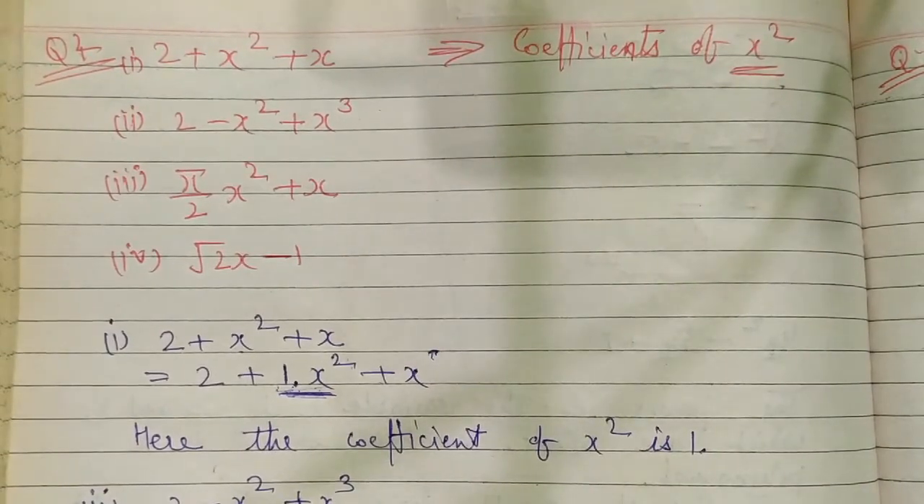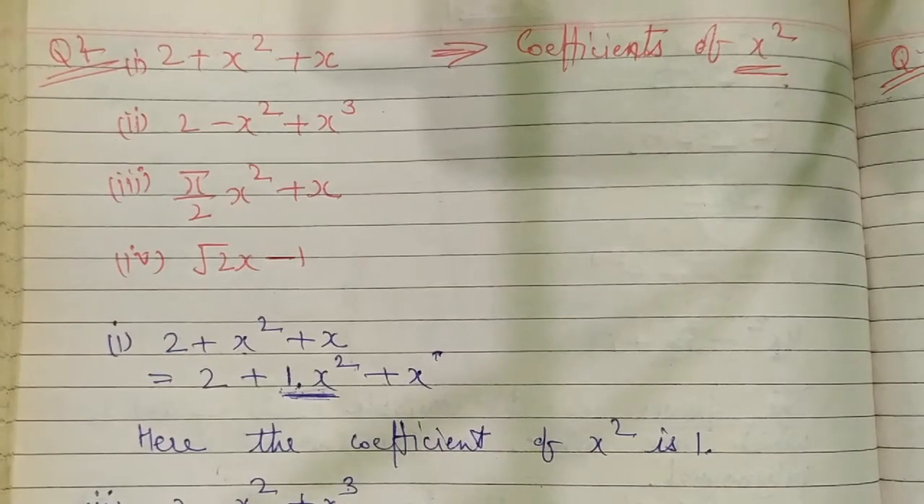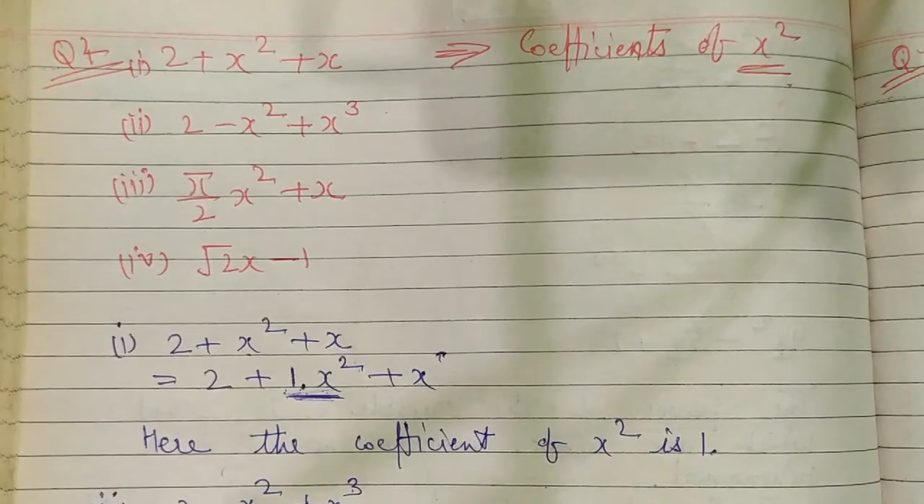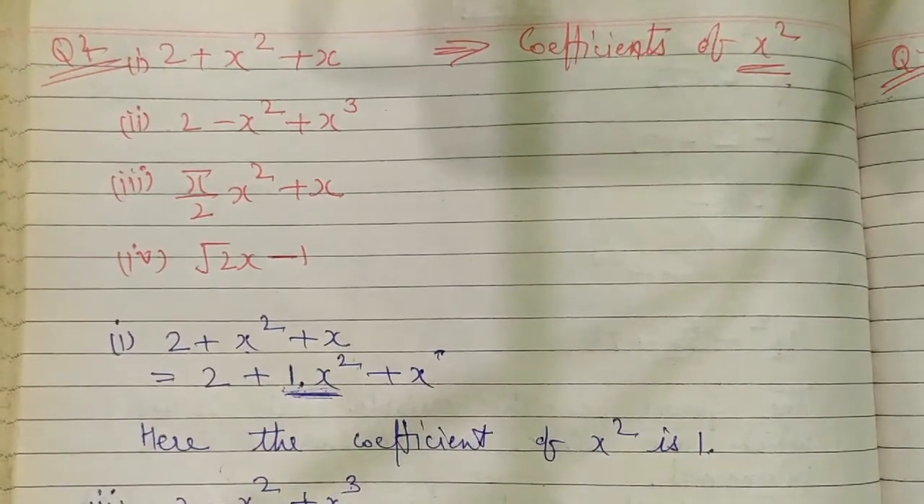We need not find the coefficient of x cube or x or any constant. We just need to find the coefficient of x square. What is the demand of the question? So you need to write the statement like this, and it's pretty easy, right?